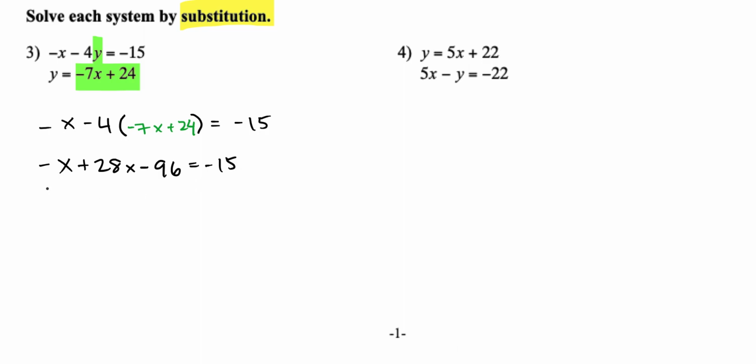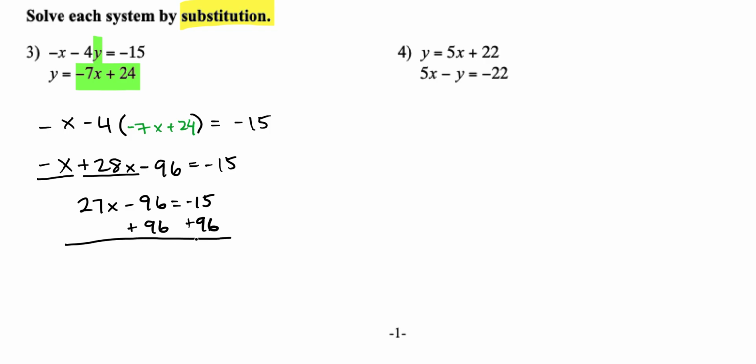And then here we're going to do combining like terms. I have negative 1x plus 28x, so that's going to give me 27x minus 96 is equal to negative 15. And I have plus 96 all over. 27x stays the same. This cancels out.